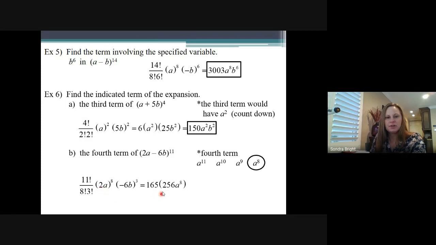All right, so 11 factorial over 8 factorial, 3 factorial, you should get 165. 2 to the 8th is 256, and then times a to the 8th. Negative 6 cubed is 216 with a negative since it was an odd power, and then b cubed. And then you'll multiply 165 times 256 times negative 216 to get negative 9,123,840 times a to the 8th, b to the third.